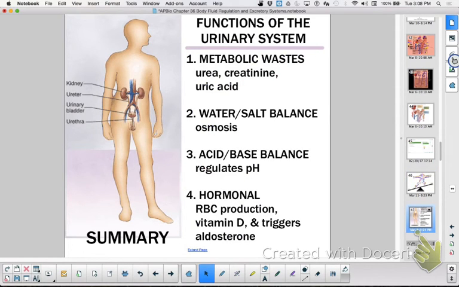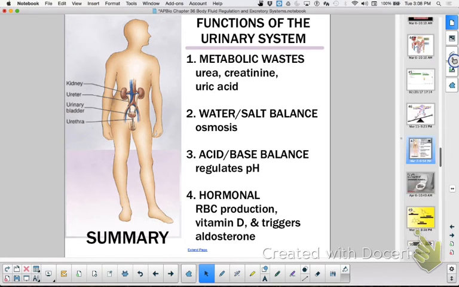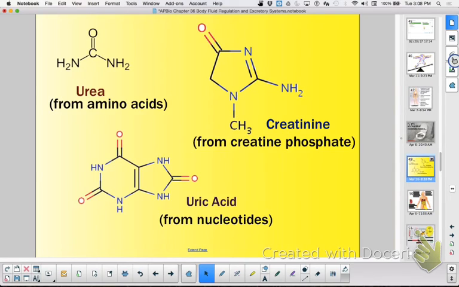Homeostasis. Now look at this. This was a summary I showed you at the beginning, but then we went through and fleshed all these out, right? So when we look at this, metabolic waste, urea, most common. Creatinine comes from what? Creatine phosphate, which stores energy in our muscles. And then uric acid could come from what? Purines. Yeah. Okay. Remember these three? Urea, creatinine, and uric acid.